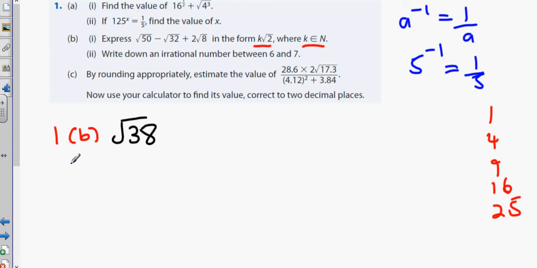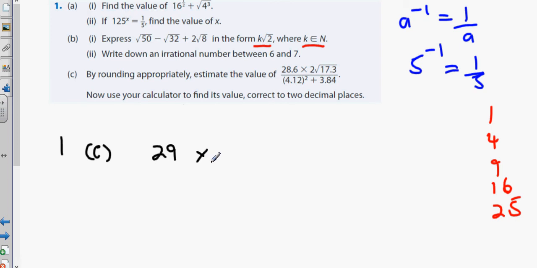So this is b part 2. Now, by rounding appropriately, estimate the value of 28.6 multiplied by 2 root 17.3 divided by 4.12 squared plus 3.84 squared. Now use your calculator to find this value correct to 2 decimal places. Okay, so to do this, what we'll first do is round them off. So I'll round off 28.6 to 29. I'm going to make that 2 root 17.